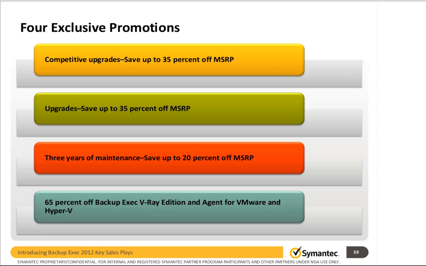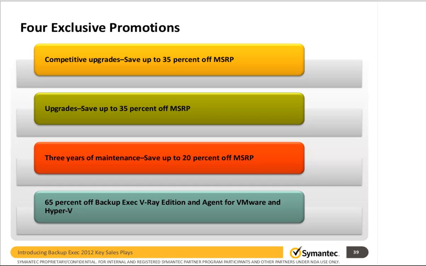So for our partners, let me talk about some specific promotions that we have going on. Your key goal is to make your customers happy and make money while you're doing it. So we've got some promotions going on right now. We have our competitive upgrades, which are pretty standard. It's 35% off of MSRP. So if you have a customer who's using a competing solution, you can offer them 35% off of the MSRP for Backup Exec. We also have upgrades, which are also 35% off. So if you're talking to a customer who's using an earlier version and they're ready to make the move to 2012, we have that 35% off.